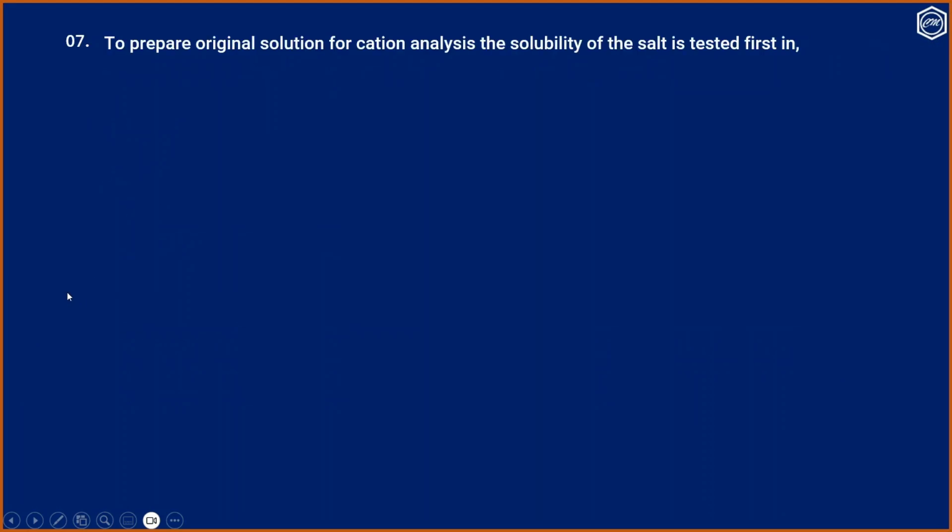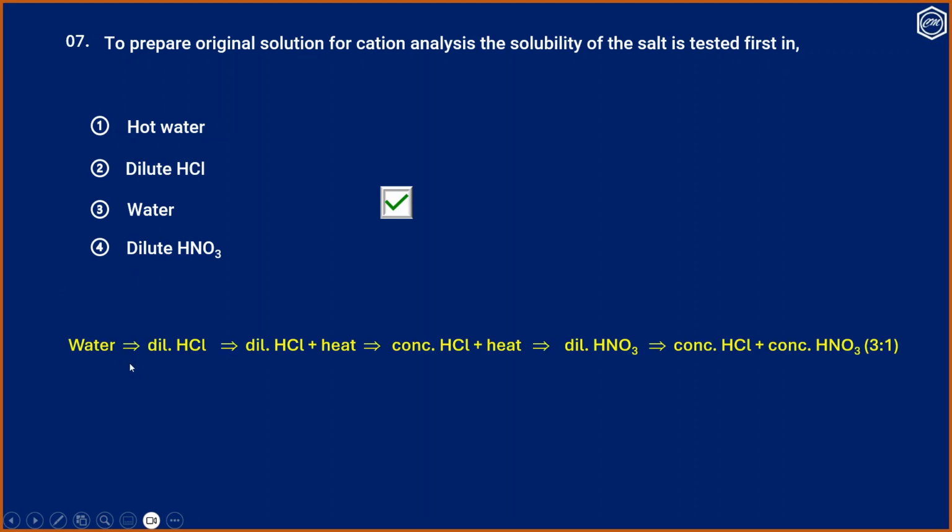Question number 7. To prepare original solution for cation analysis, the solubility of the salt is tested first in: 1, hot water; 2, dilute HCl; 3, water; 4, dilute HNO3. First we test the solubility in water. The order of testing solubility is water, then dilute HCl and heating, concentrated HCl and heating, dilute HNO3, and finally concentrated HCl plus concentrated HNO3 in the ratio 3:1, that is aqua regia.